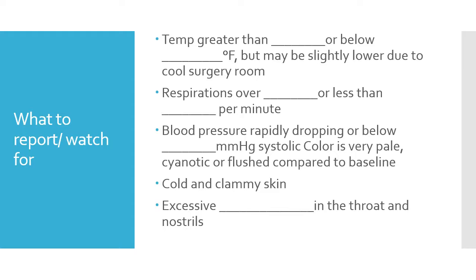So what do we really need to report or watch for? What we're looking for is a temperature greater than 100.4 or below 97 degrees. Respirations that are over 30 or less than 20. Blood pressure rapidly dropping or below 90 systolic. Look at any kind of discoloration of the skin, and excessive mucus in the throat or nostrils. These all need to be reported immediately.